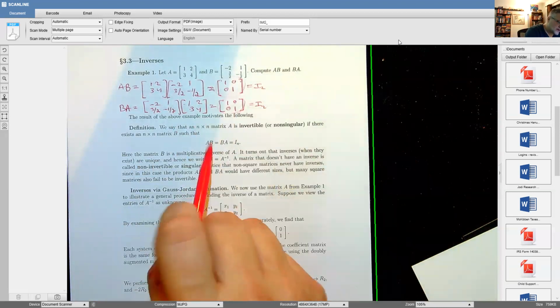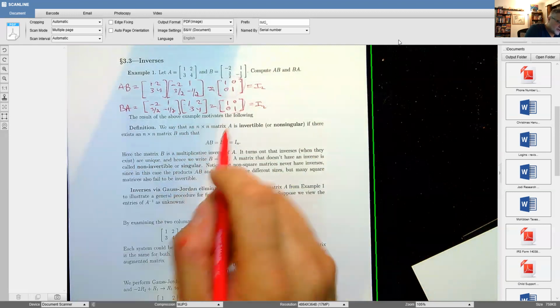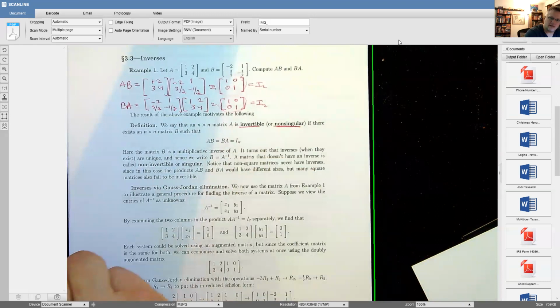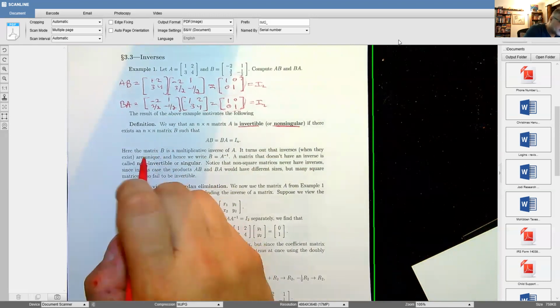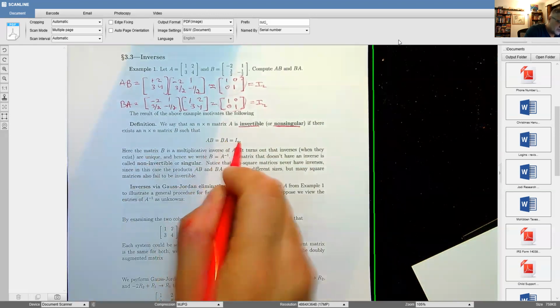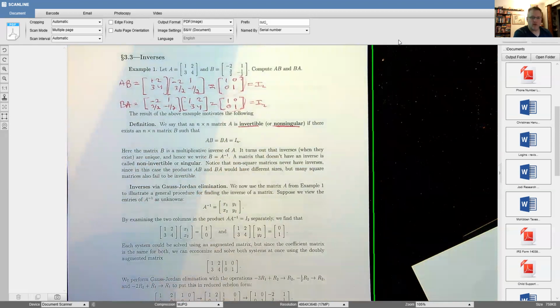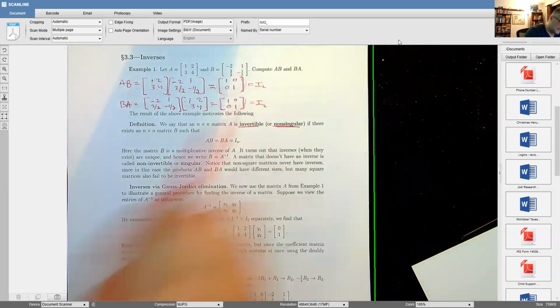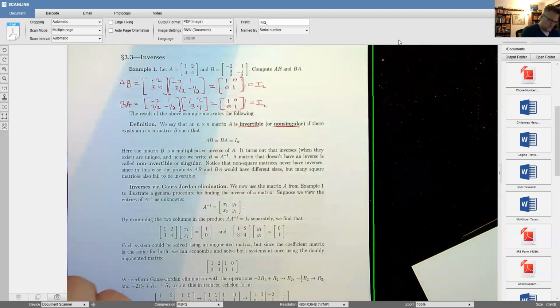So what we'll say here is that a matrix is invertible or non-singular. Those two terms mean exactly the same thing. If you can find some other n by n matrix, B, so that if you multiply A on either side of it, you get the identity matrix with n rows, so you get the I with the right number of components. In some sense, B would be the multiplicative inverse of A.